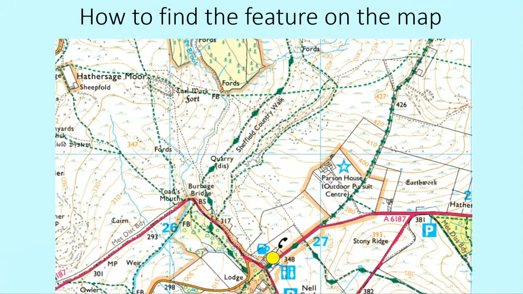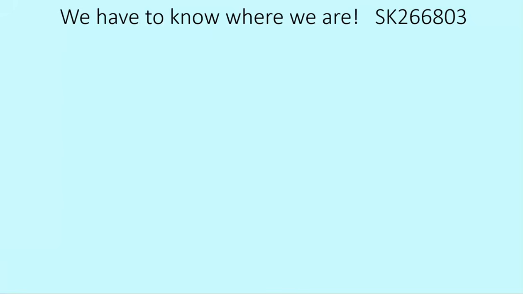So how do I do that? Well, I need to know where I am. There's no point me trying to work it out if I'm not sure where I am. I need to know where I am, and in this case I do. I'm where that yellow dot is. There's my grid reference. It's just outside the Fox House Inn.